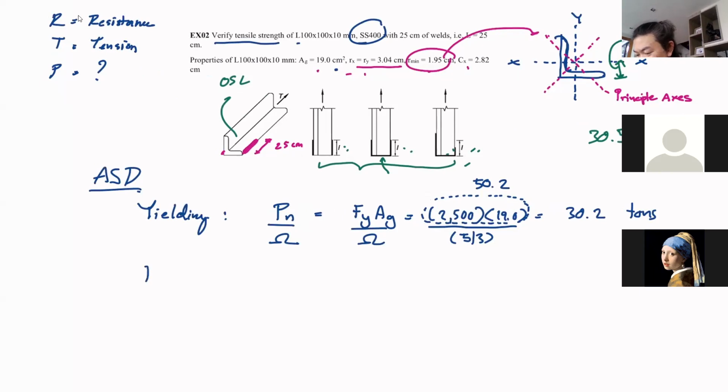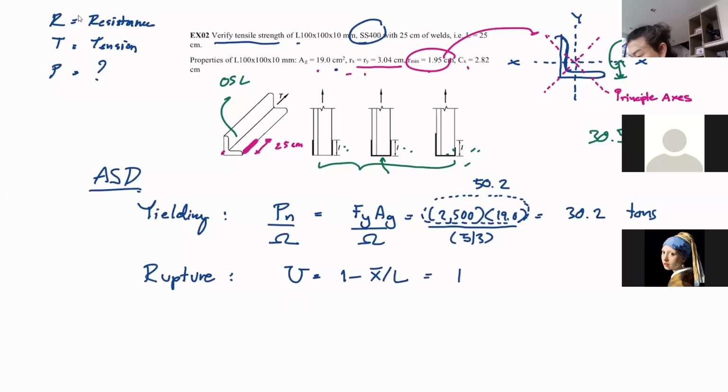It should be blue, right? Rupture. So P nominal over factor of safety this time. Oh, I should erase this first. I should calculate the shear lag first, right? The U this time is going to be 1 minus X bar over L.